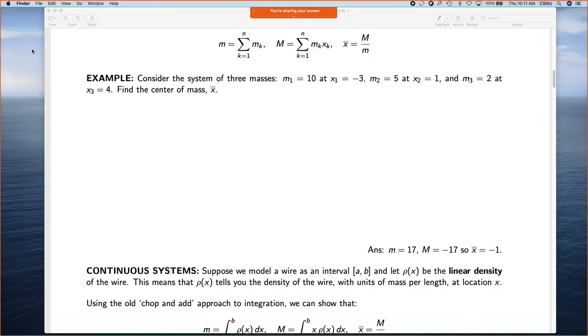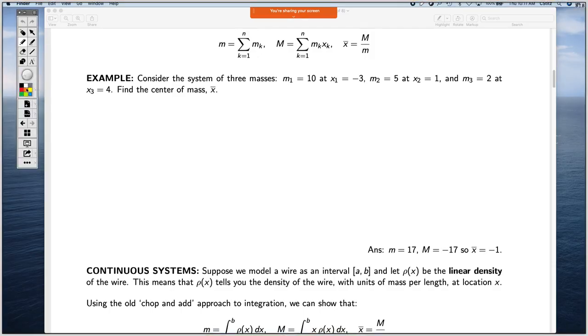Suppose we have 3 masses. M1 is 10 at -3, M2 is 5 at 1, and M3 is 2 at 4. So here's our 0. We've got 1, 2, -3, and we've got a mass of 10 there. At 1, we've got a mass of 5, and at 4, we've got a mass of 2.